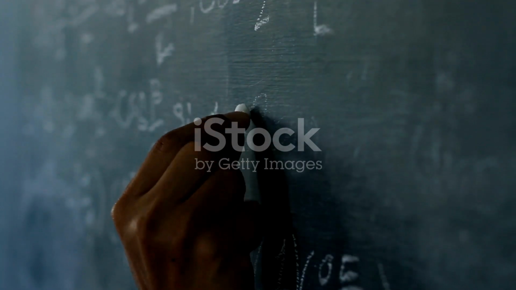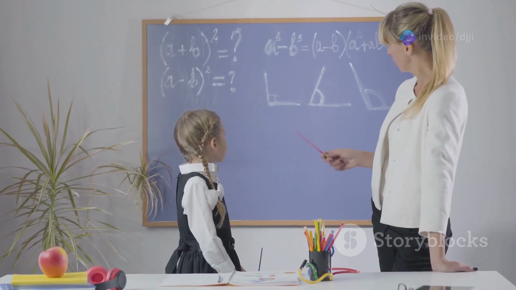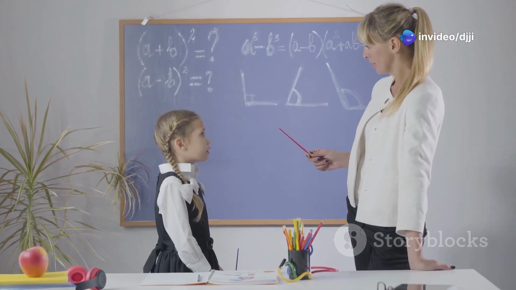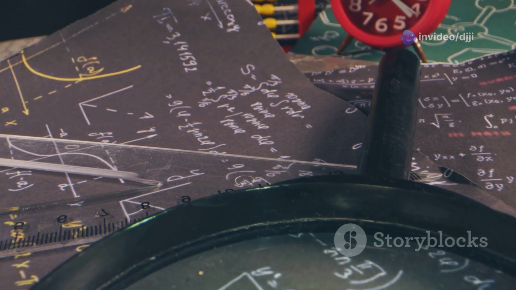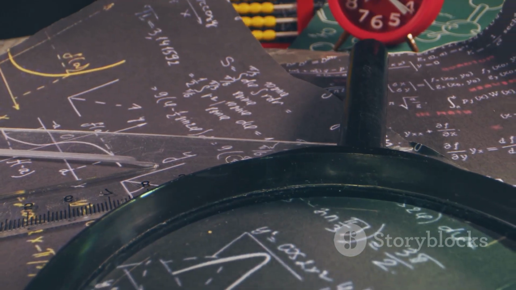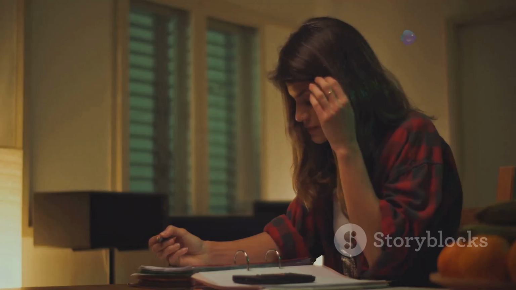Set the denominator equal to 0: 5x minus 1 equals 0. Now solve for x: 5x equals 1, x equals 1/5. Thus, the non-permissible value for the rational expression x divided by 5x minus 1 is x equals 1/5. This means that the expression is undefined when x is equal to 1/5.